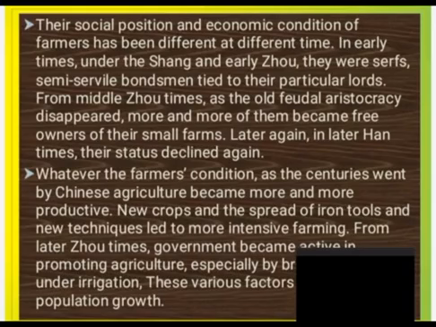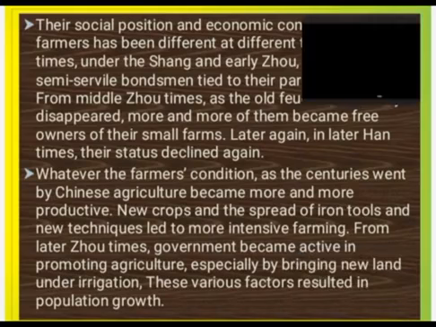Whatever the farmers' condition, as the centuries went by Chinese agriculture became more and more productive. New crops and the spread of iron tools and new techniques led to more intensive farming. From later Zhou times, government became active in promoting agriculture, especially by bringing new land under irrigation. These various factors resulted in population growth.